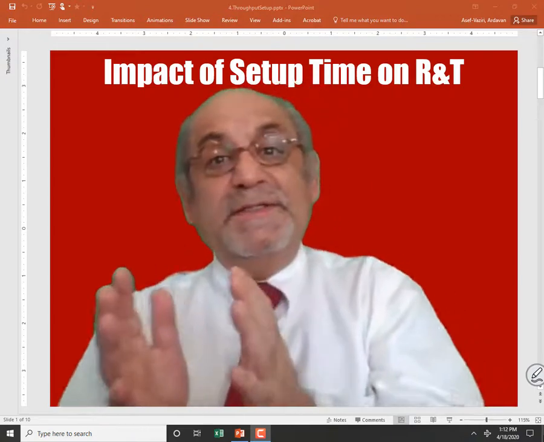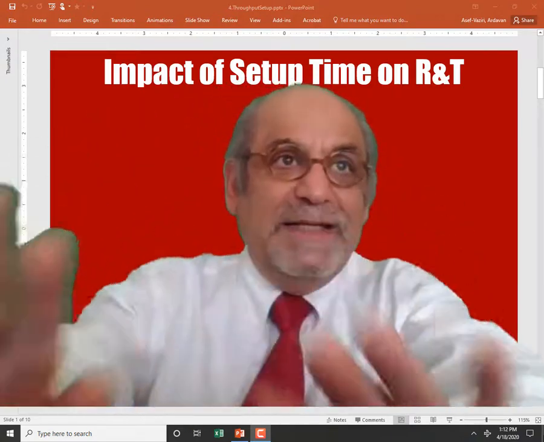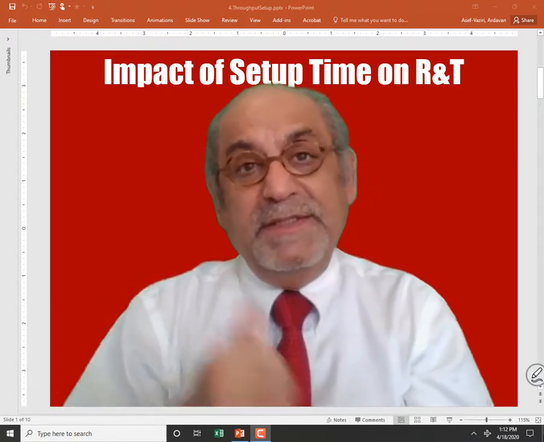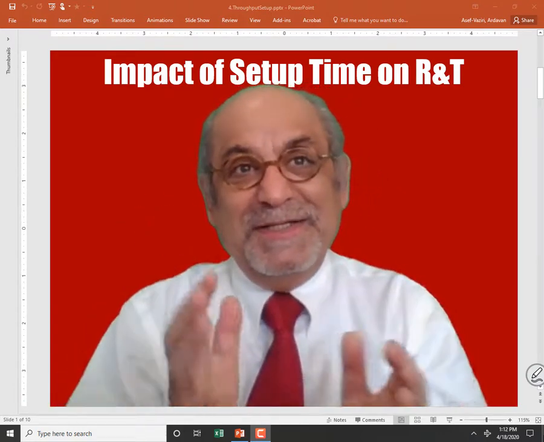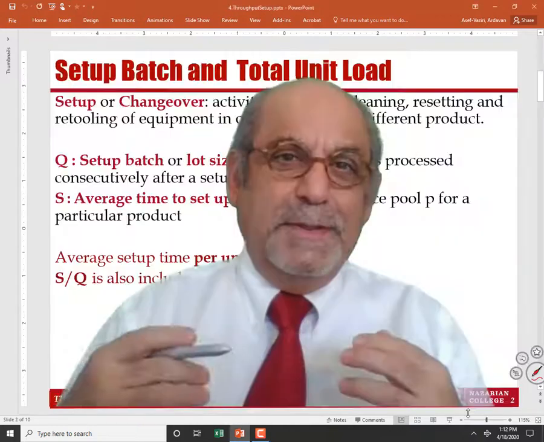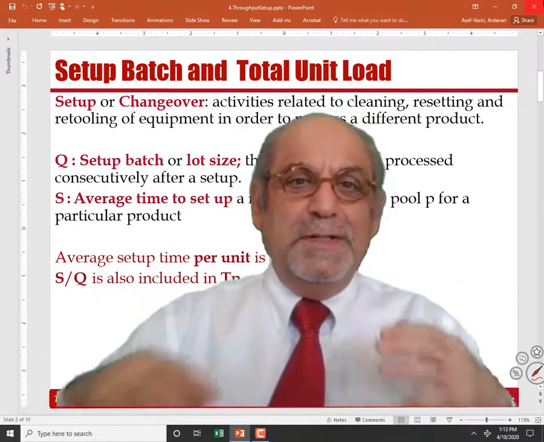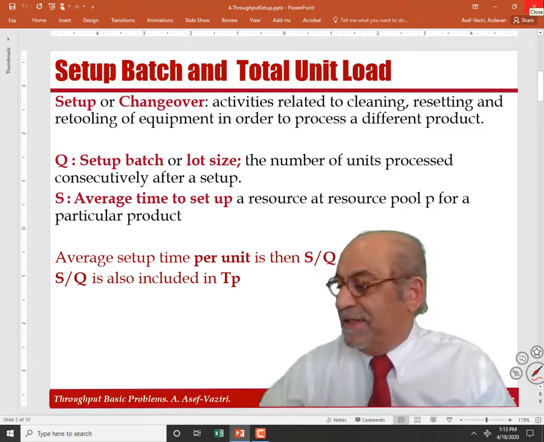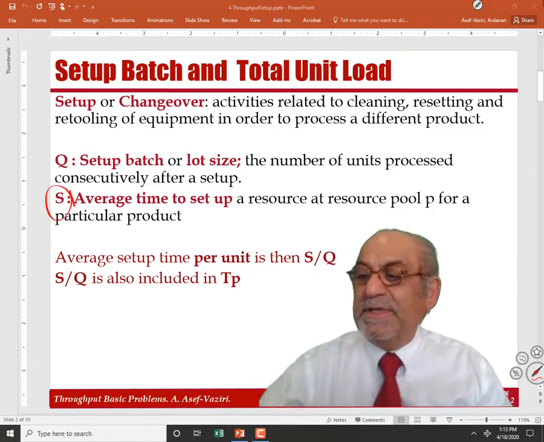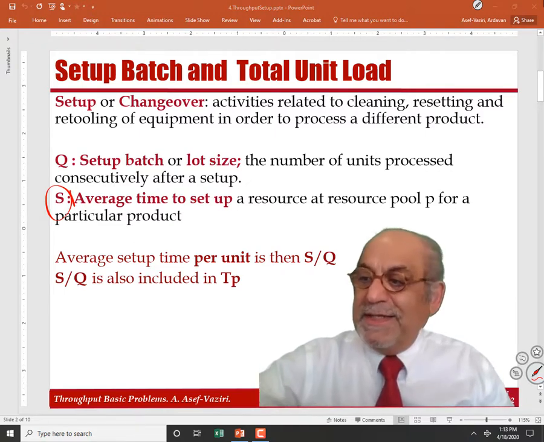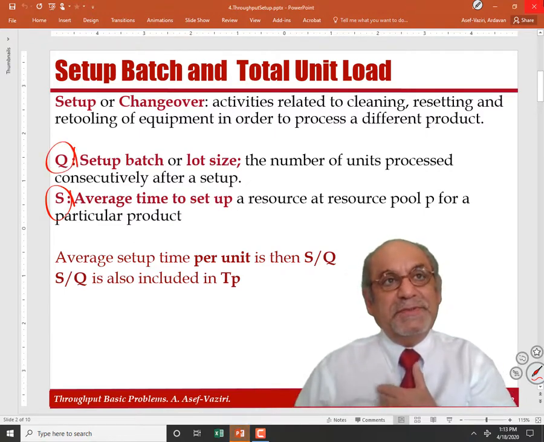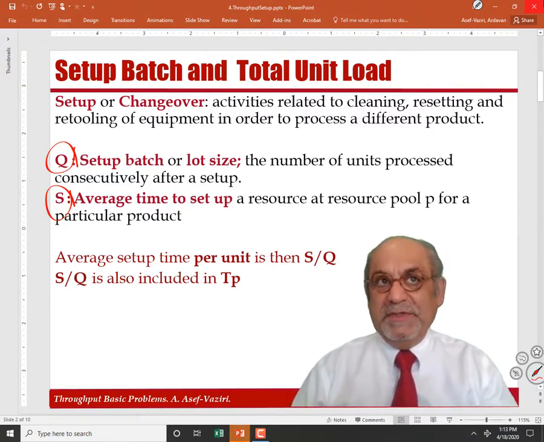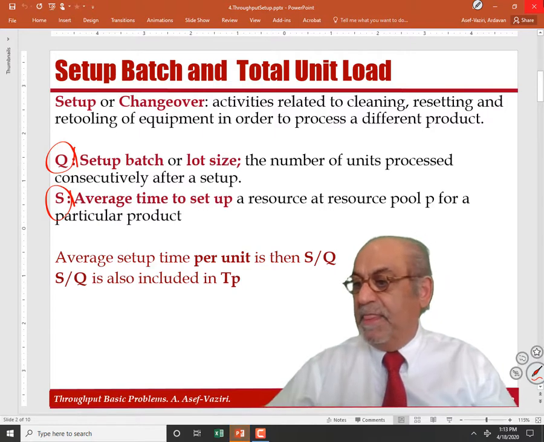But the difference is this setup time is related to production and capacity, while setup cost is related to inventory. So each time we produce a batch of product, it takes some time. During that time, we produce Q units, and this Q is something that we need to decide upon.